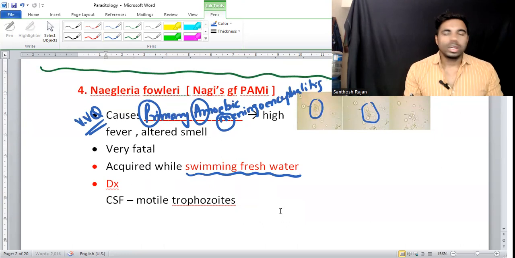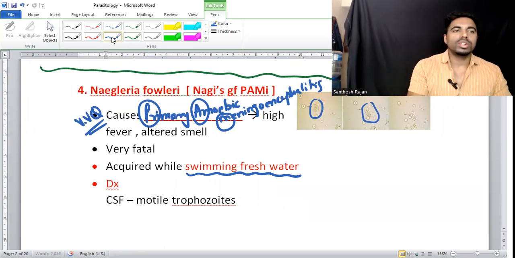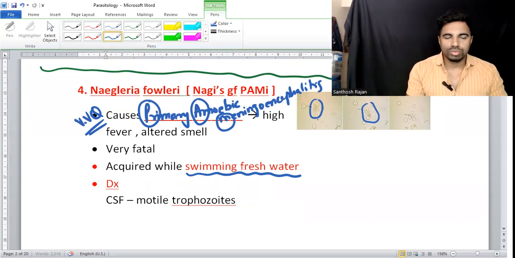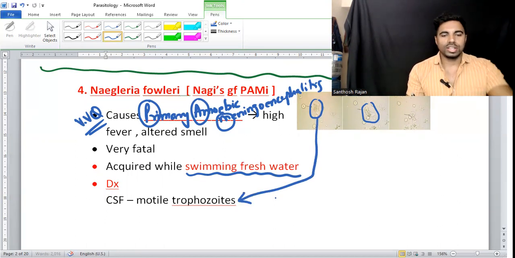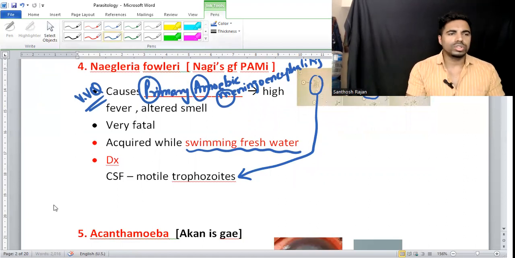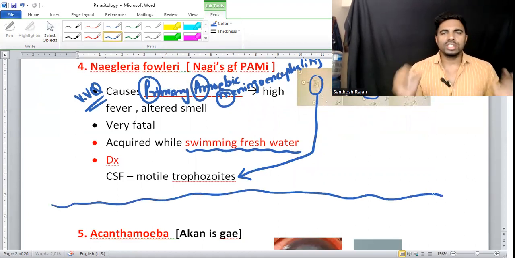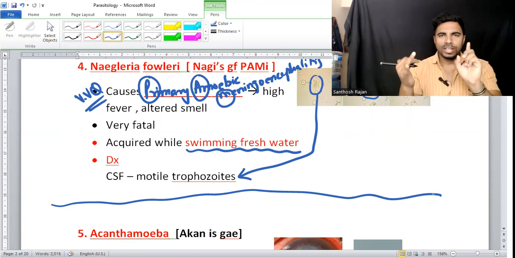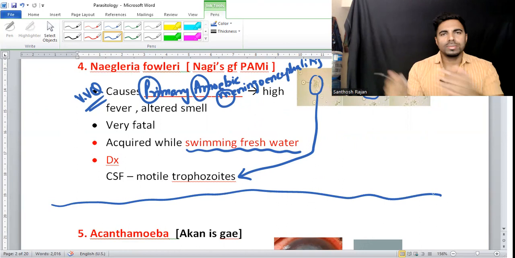Now, next one. In CSF you see the trophozoite which I showed. These are the motile trophozoites which you are seeing in the CSF. That's it, this is for Naegleria fowleri. Not too much to stress, this is very easy. History of swimming pool water, and if they give a history of lesion in the brain, you have to think PAM. PAM is primary amoebic meningoencephalitis.